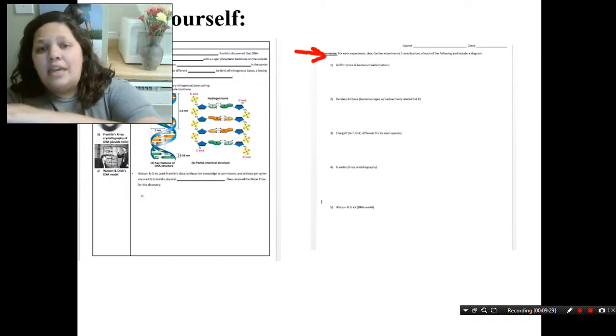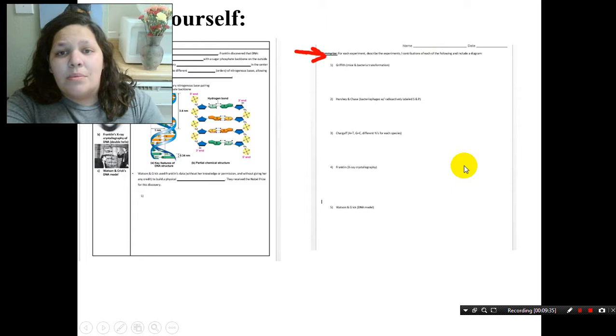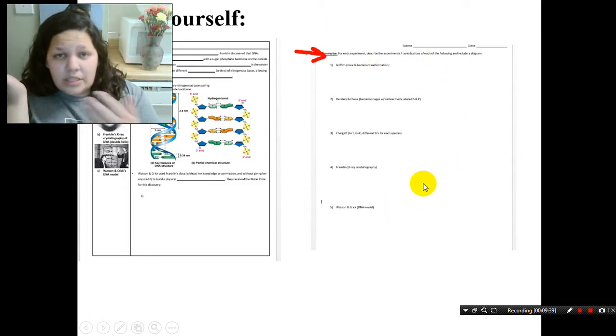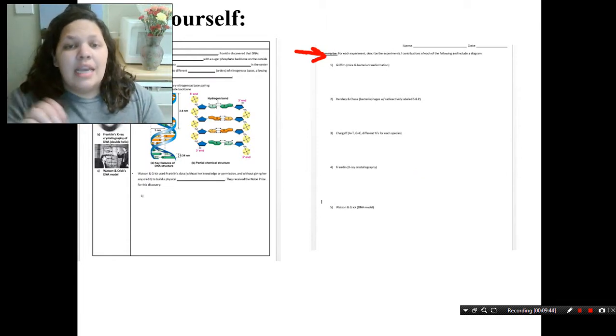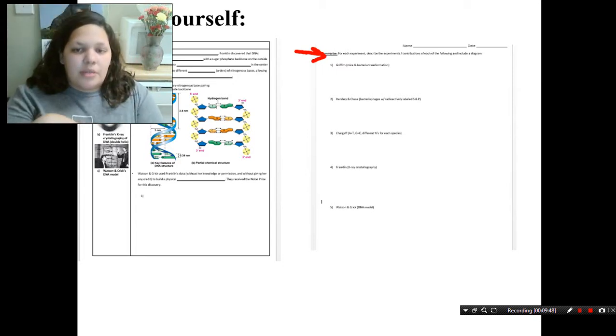On the other side of page 3, you have an area that says summarize. This is what your homework is. You're going to have to summarize by describing the experiments or the contributions of each of the experiments or scientists. And then I need a little diagram, like how will you remember these experiments?